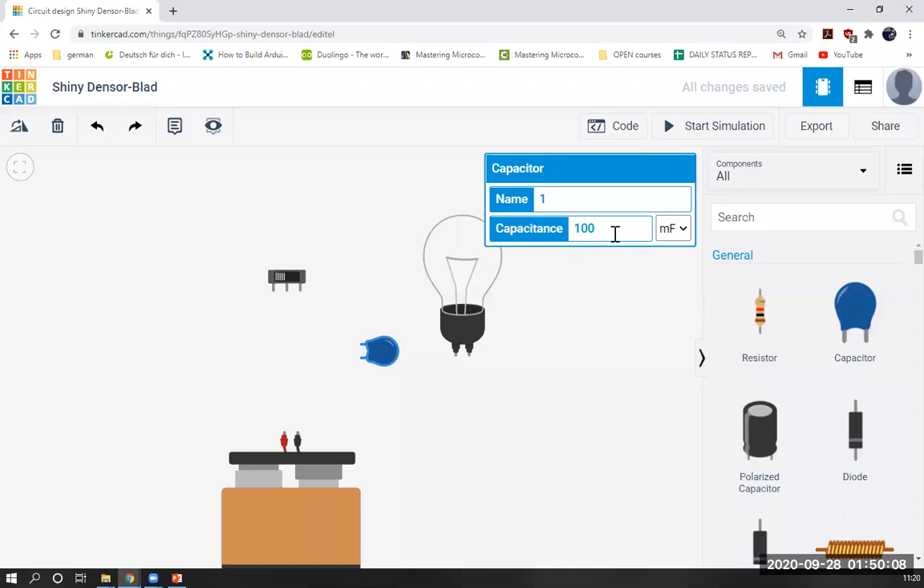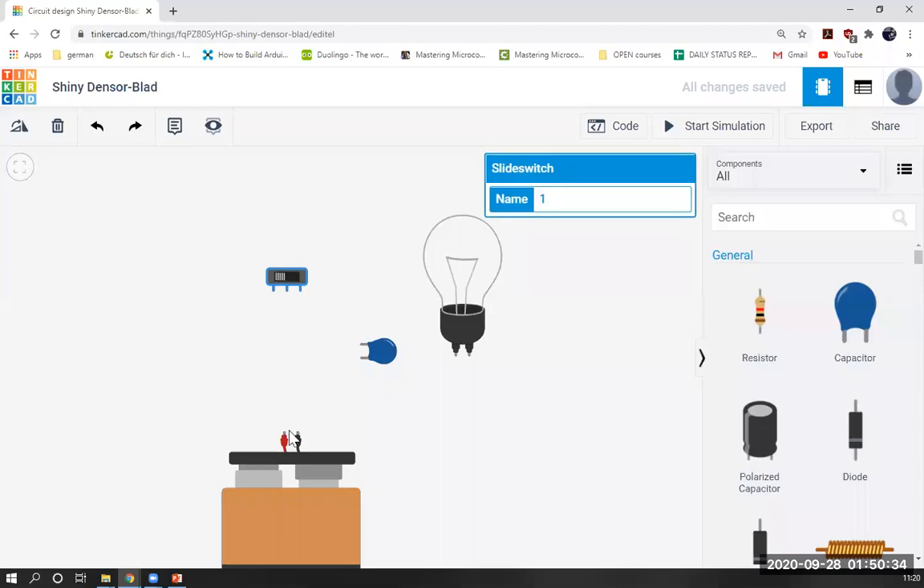One is capacitor. So its value is 100 millifarad. Okay. So you can take many values from picofarad, nanofarad, microfarad, millifarad, right? Then this is a farad, this is kilofarad, megafarad, gigafarad. So these are the values, but you can take this millifarad 100.